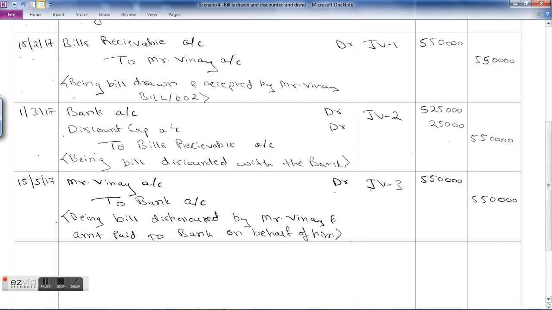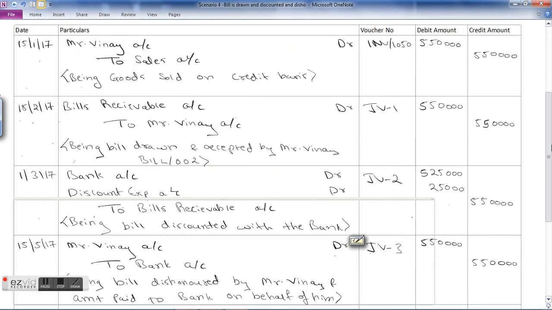Okay, so this is the entry. What has happened again is the balance in Mr. Vinay's account has increased to 5,50,000. So he is appearing as debtors, okay, of 5,50,000 as on 15th May 2017. So these are the journal entries in the books of seller.